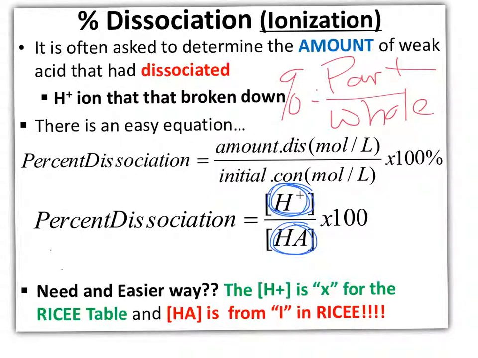Now, one of the problems on the test that you guys had to do was it said the percent dissociation of an acid is 3.5%. What is the pH? Think about that.